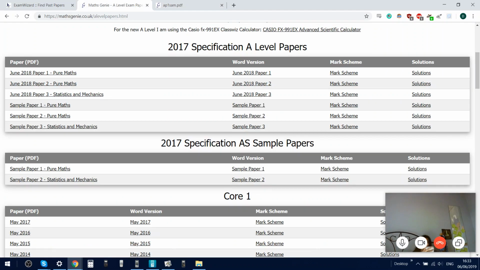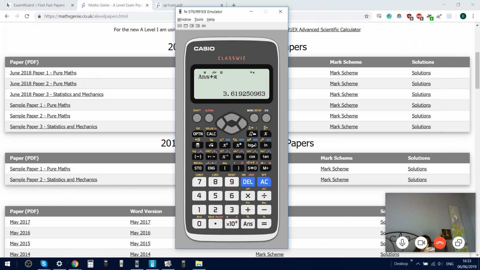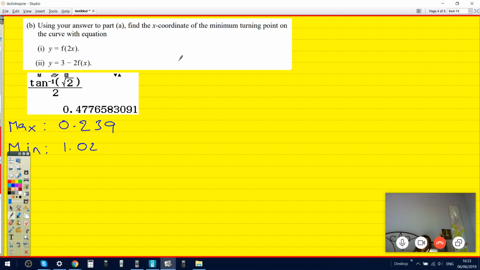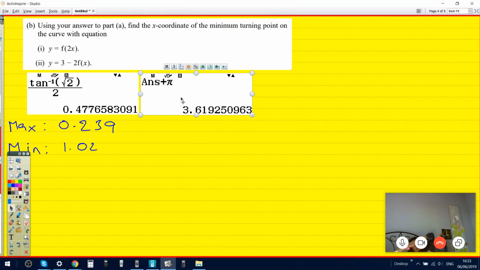That number that you just had, I didn't get that 3 point whatever. I did pi plus first answer. What was your first answer? The 0.47? Yeah, hang on. No, because I need to take into account the 2x thing, don't I? So I got ahead of myself. Don't worry about that one. 1.02.